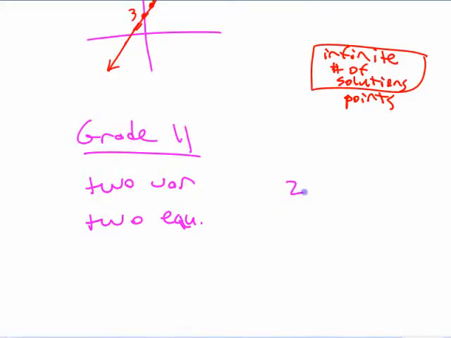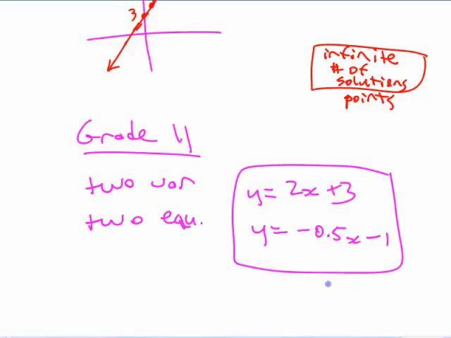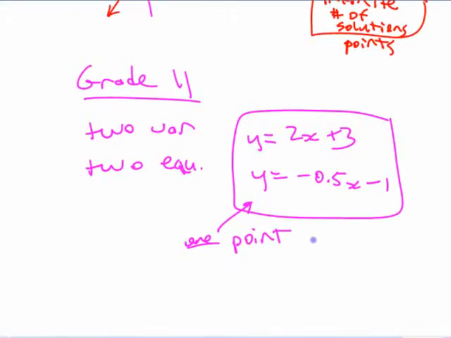If we have the ones that I just had there, y equals 2x plus 3 and y equals, what was the other one? Negative 0.5x minus 1. If you graph both of those together, there's only one point that works for both. One point. I mean, works is not a very mathematically correct word, but works for both. That's what the solution is.